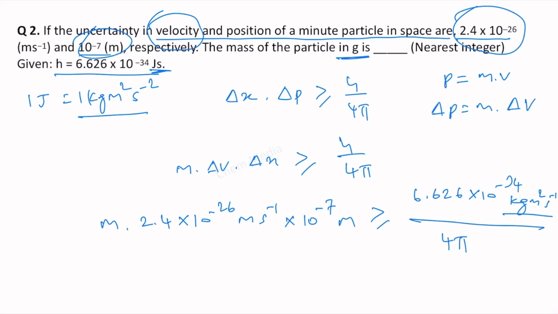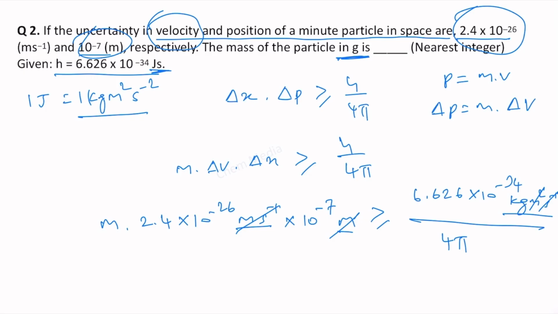Let us cancel the units that are common. Here we have meter per second and then meter. So, that is meter square per second. So, we can cancel that. Here also we have meter square per second. So, we can cancel on this side. So, only kilogram will remain. That is the unit for the mass.